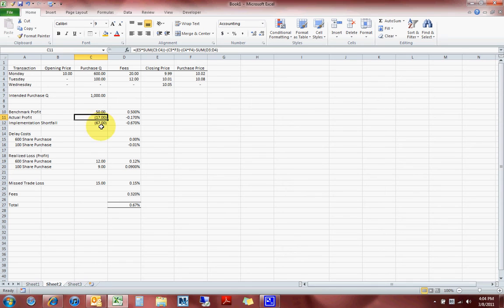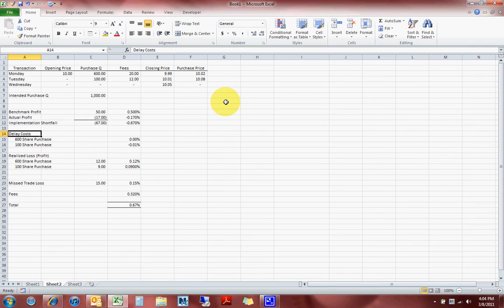So the implementation shortfall in this case is $67, and since my beginning balance was 1,000 times $10, which is $10,000, I just take each of these divided by the multiplication of the two. So the implementation shortfall in percentage terms is 67 basis points. Now, how does that break into delay cost and realized profit losses?